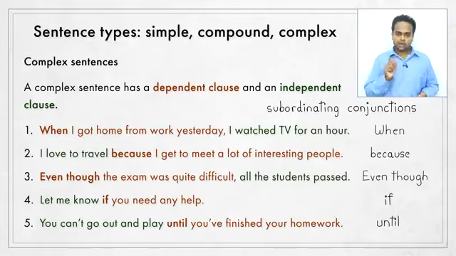Now there's one more thing I want you to notice here, and that is the use of commas. In sentences 1 and 3, you see that there is a comma, but in sentences 2, 4, and 5, there's no comma. And this is because in 1 and 3, the dependent clause comes first. If the dependent clause comes first, we put a comma after it, and then we write the independent clause. But in 2, 4, and 5, an independent clause comes first. If that's the case, we don't put a comma after it.